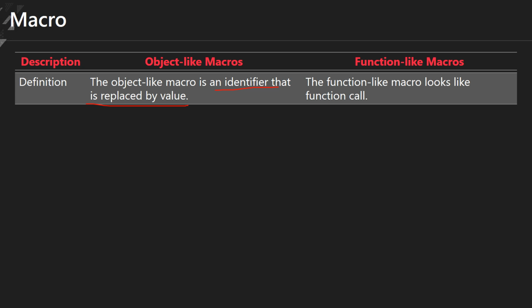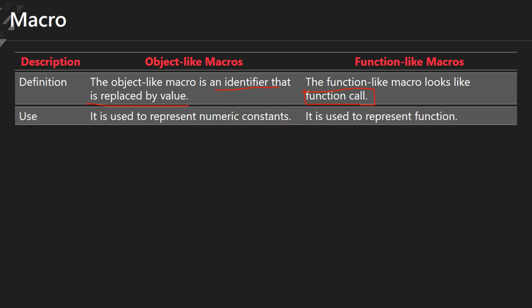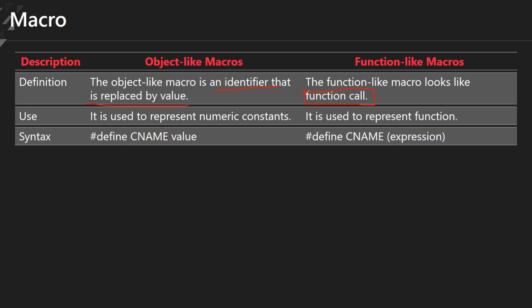The function-like macro looks like a function call. You write the entire function, give it one name, and include it at the preprocessor place. You can use that whenever you want. The object-like macro is used to represent a numerical constant, and the function-like macro is used to represent a function, so it is used like a function.